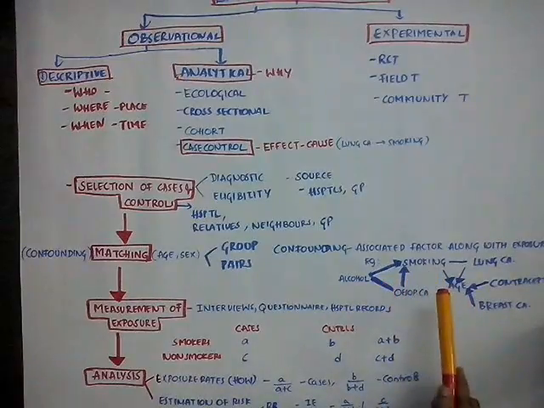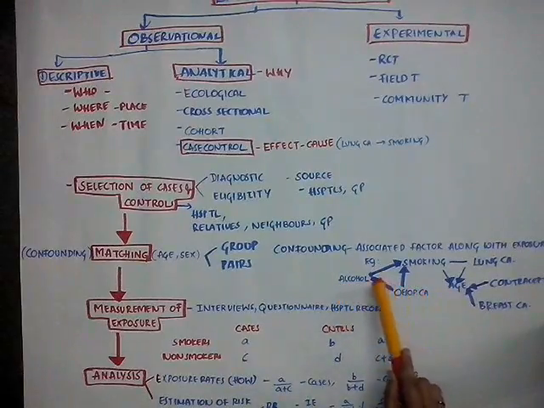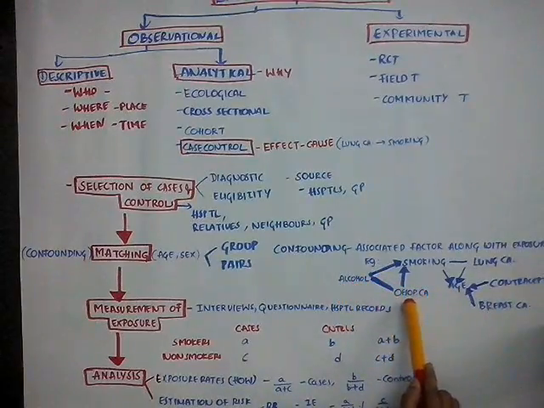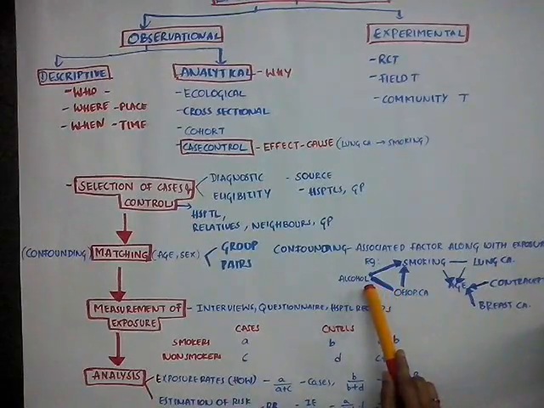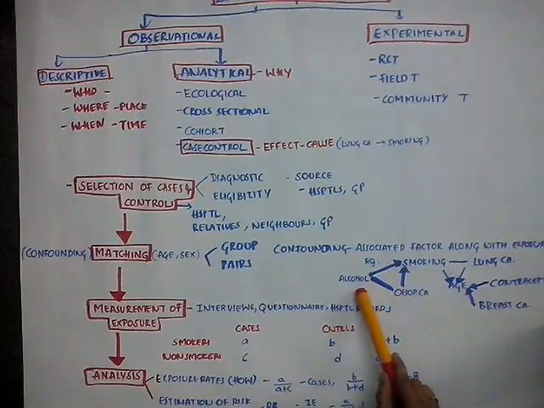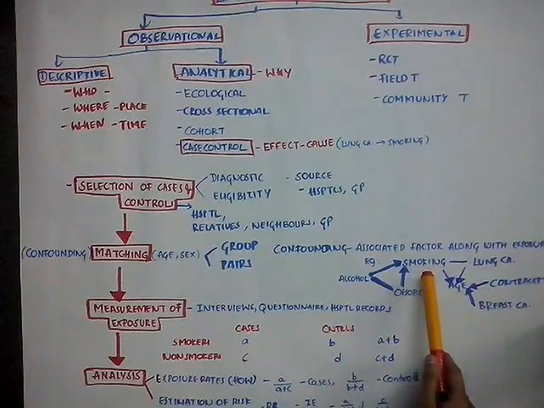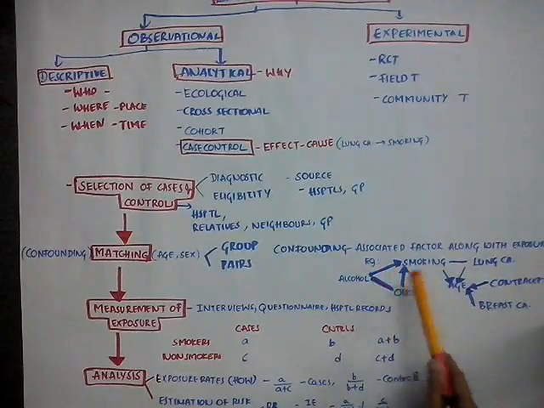Another example is, if we are studying alcohol and esophageal cancer, the cases of esophageal cancer are exposed to alcohol, but smoking is also a risk factor. So we have to select the patients, those who smoke also. That is, we have to match according to the confounding factor, that is here the smoking.